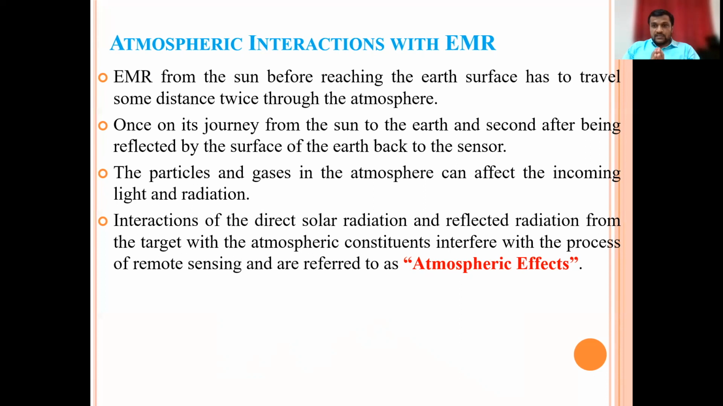So the particles and gases present in the atmosphere can affect the incoming radiation, and such interaction of the solar radiation and the reflected radiation from the target with the atmospheric constituents interferes with the process of remote sensing. Sometimes remote sensing images and the remote sensing process are greatly affected by atmospheric effects. So we should reduce the effects of atmospheric phenomena on the remote sensing process and on satellite images.